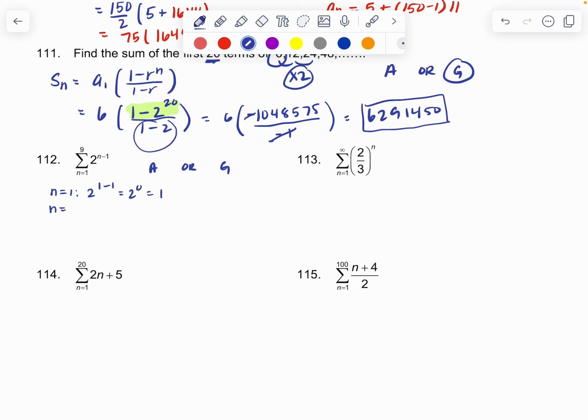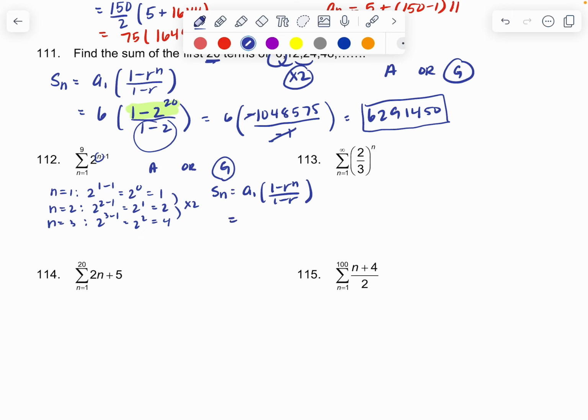If I plug in n equals 2, I'm just replacing this n, right? 2 to the 2 minus 1, which is 2 to the 1, which is 2. If I plug in n equals 3, I'm going to get 2 to the 3 minus 1, which is 2 to the second, which is 4. So how am I getting from term to term? I'm multiplying by 2, so I'm geometric, right? So the geometric sum formula, again, is S sub n equals a sub 1 times 1 minus r to the n over 1 minus r.